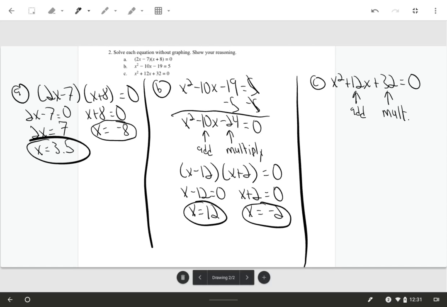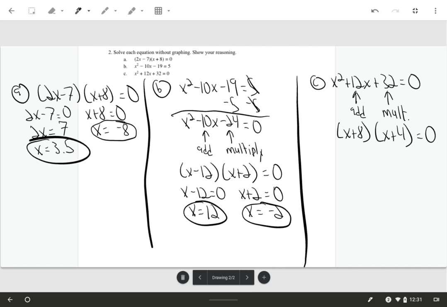to 32. So two numbers that when I add them, I get 12. And when I multiply them, I get 32. Of course, that's going to be 8 and 4. 8 plus 4 is 12. And 8 times 4 is 32. So that's going to give me x plus 8 and x plus 4 as my factors.